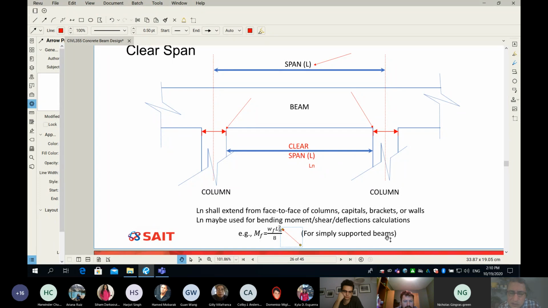So if you have a simply supported beam, instead of multiplying times the span squared, I multiply by the clear span squared. Because when the beam is on top of the column, there is nothing the beam does. The beam only starts to work as soon as it leaves your column and is bridging the loads from one column to the other column. Hopefully this makes sense to you.